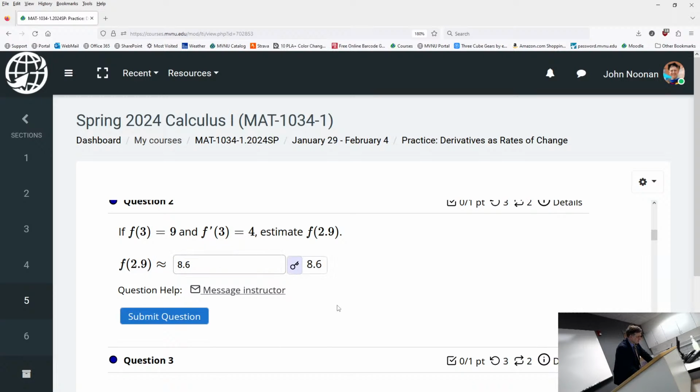When I hit enter, actually I'm just going to do the cheater version. Since I have the little key, I can check it out. There, so that wasn't too bad either.